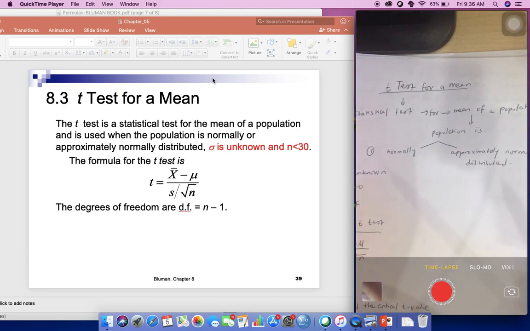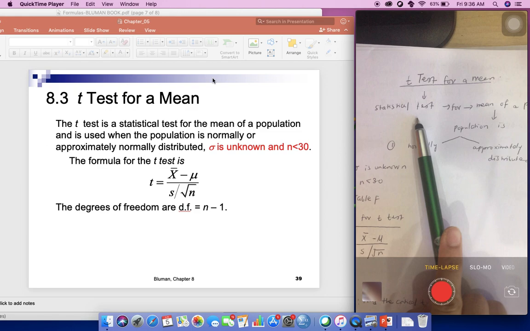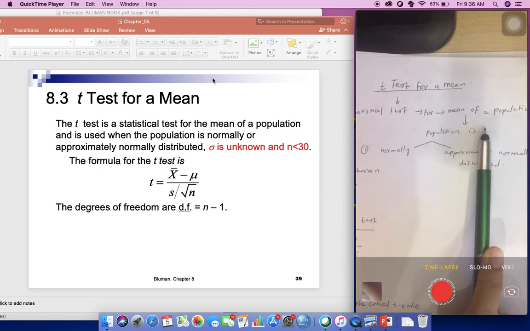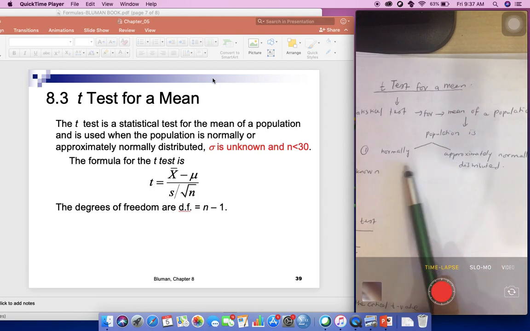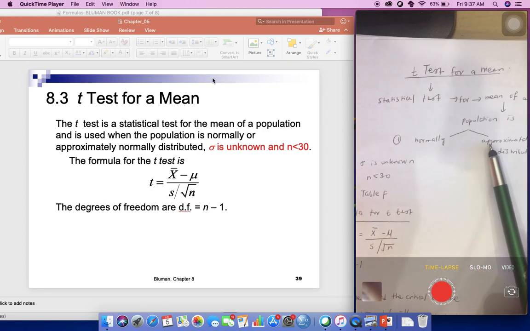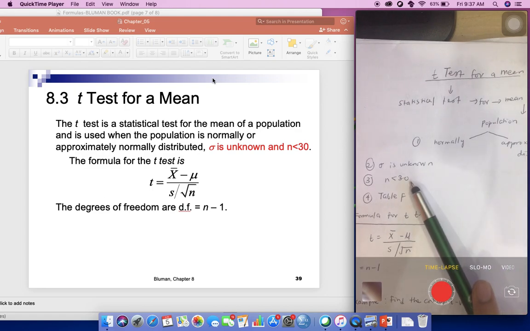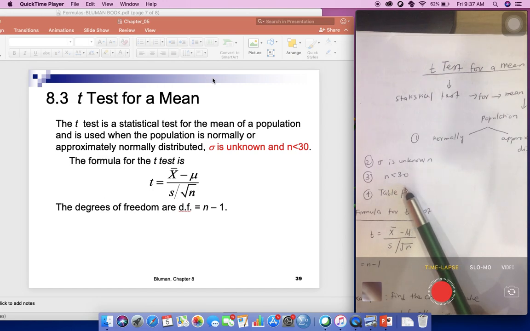So what is a t-test? A t-test for a mean is a statistical test for the mean of a population. The first condition is that the population must be normally or approximately normally distributed. The second one is that the value for the standard deviation is unknown. The third one is that n must be less than 30. And the fourth one, you must remember that we are going to use table F for the t-test.